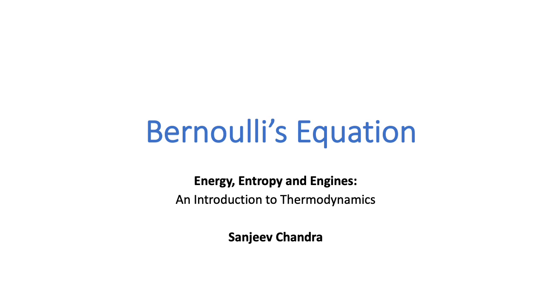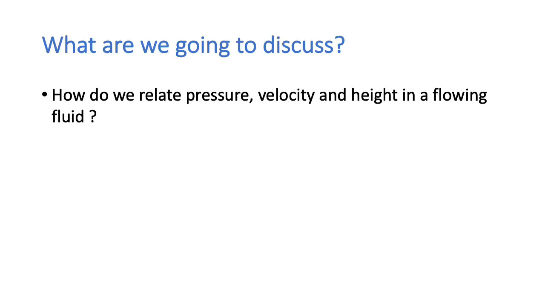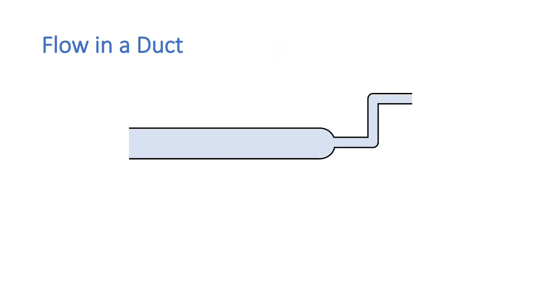Bernoulli's equation. How do we relate the pressure, velocity, and height in a flowing fluid? We have a duct which has varying cross-sectional area and varying height.